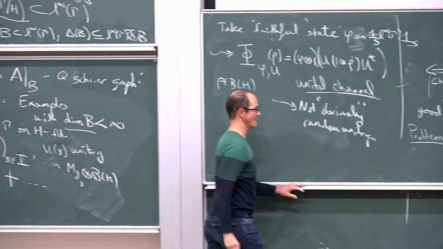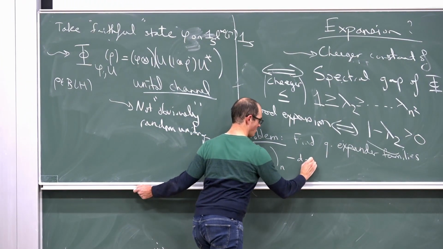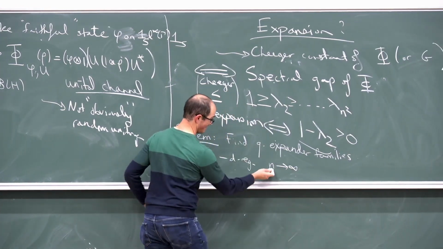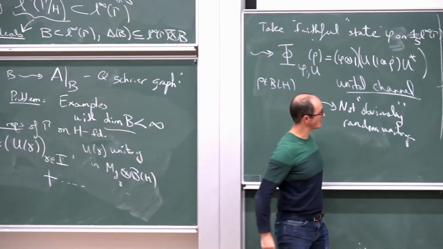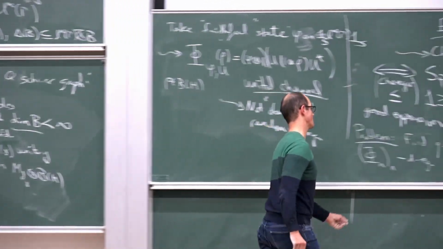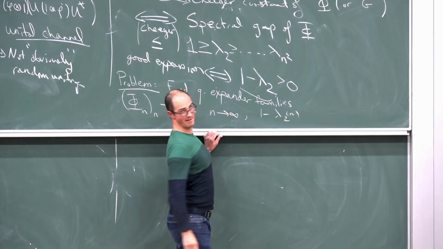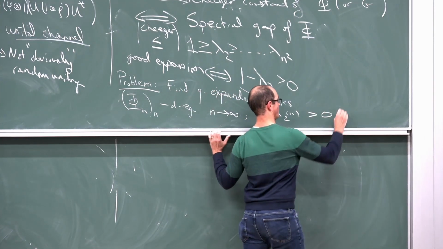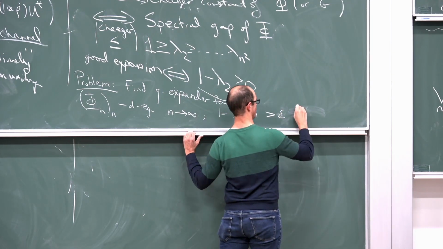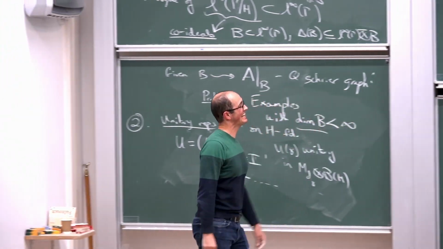So this is really phi n, d-regular, all of them, with n going to infinity. M_n is the vertex space. And what we want is that this 1 minus lambda 2 of n is, let's say, bigger than some epsilon for all n. Okay. All right. So I'm out of time, unfortunately.